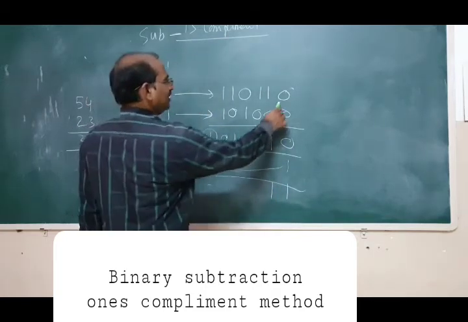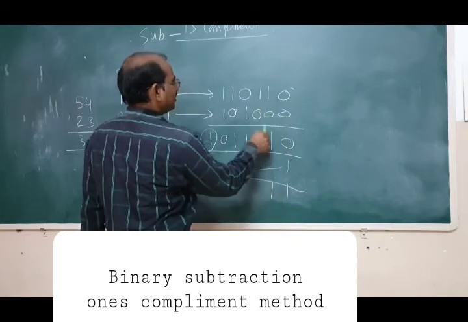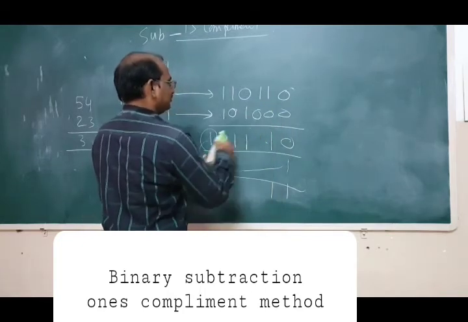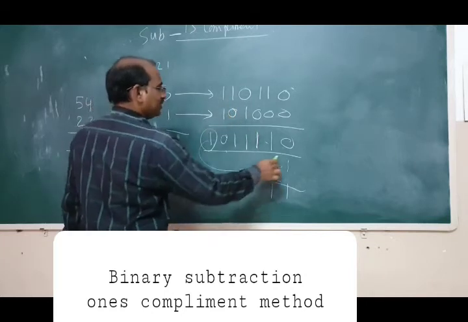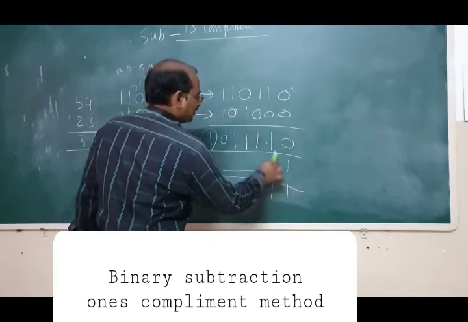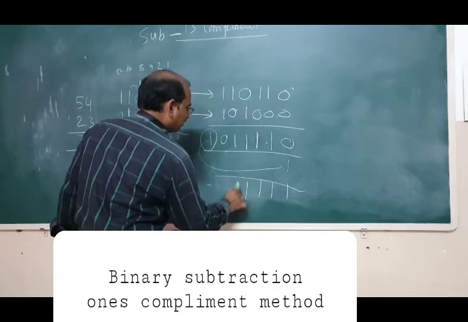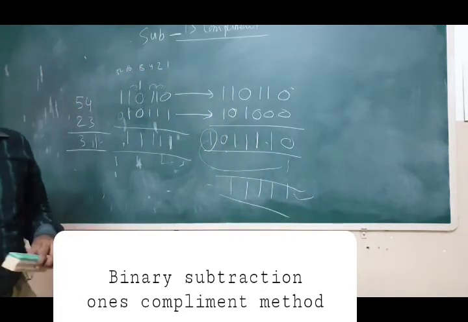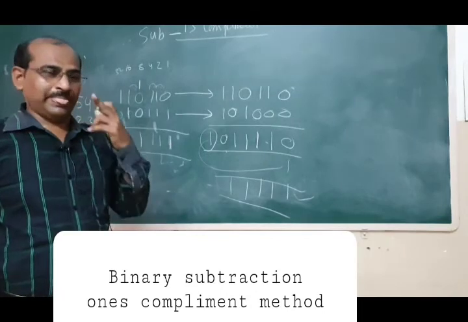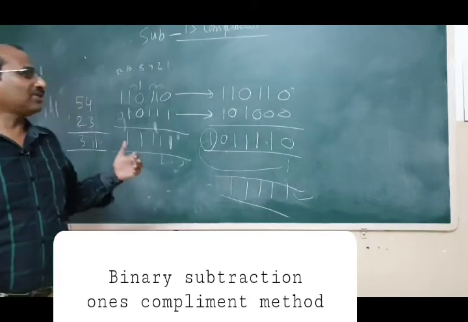Some mistake we did. 0 plus 0 is 0, 1 plus 0 is 1, okay, 0 plus 1 is 1, 1 plus 0 is 1, okay. End round you do 0 plus 1 is 1, so 1 1 1 1. So 31 is the answer. Like this we can do the subtraction by the 1's complement method.